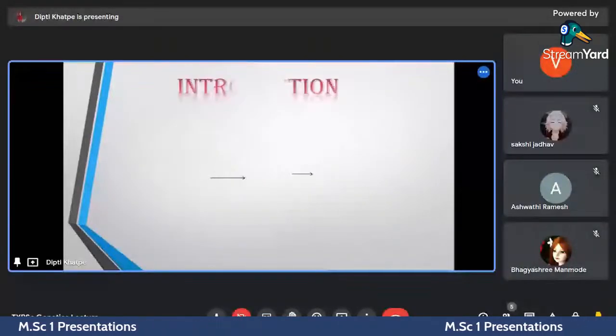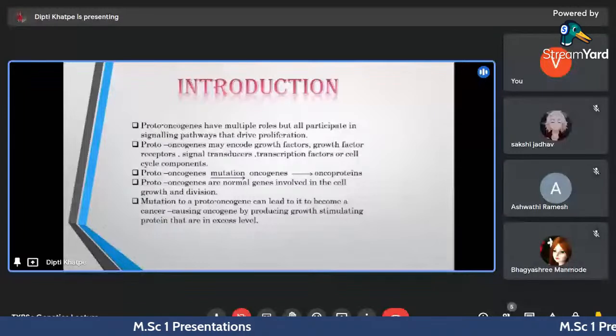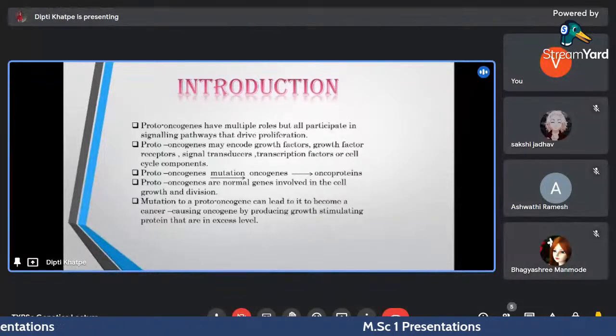See, first, introduction. There are four classes of normal regulatory genes. These are the principal target of genetic damage. First is growth promoting genes, proto-oncogenes. Second one is growth inhibiting tumor suppressor genes. Third is genes that regulate programmed cell death or apoptosis. Fourth one is DNA repair genes. Here we will see only the first, proto-oncogenes.